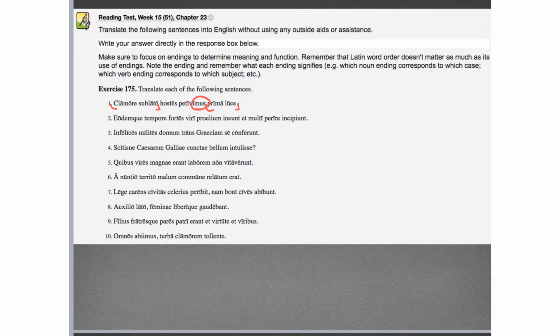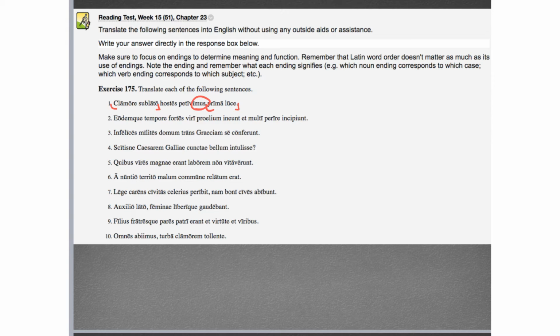All right, so clamor sublato is that ablative absolute. When the shouting had subsided, we attacked, petivimus, we attacked the enemy at dawn. All right, I'll do the next one as well.